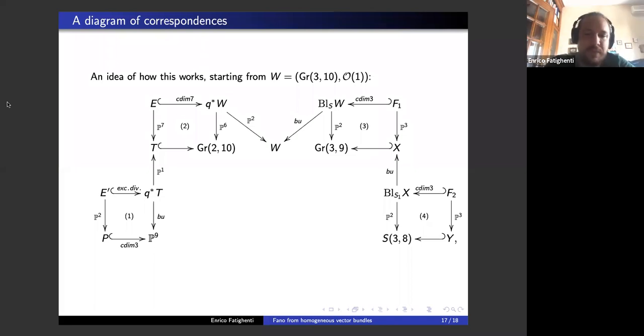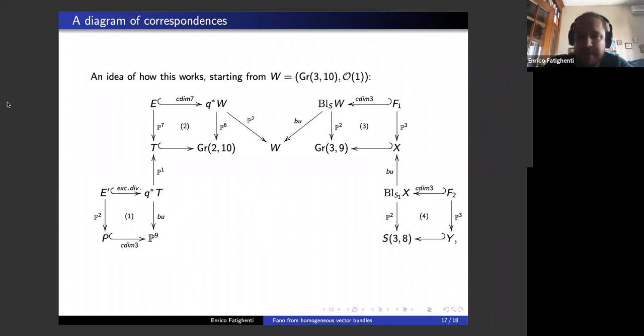So suppose you start from W, which you can find at the center of the picture, which is in fact the hyperplane section of Grassmannian 3/10. Okay, so let me start by describing the right-hand side of the diagram first. So what you do, first you blow up this W in some symplectic Grassmannian, okay? And this blow-up is induced by the projection from Grassmannian 3/10 to the Grassmannian 3/9 once you restrict it to the hyperplane section, okay? And in fact, this is simply the resolution of the indeterminacy of this projection.